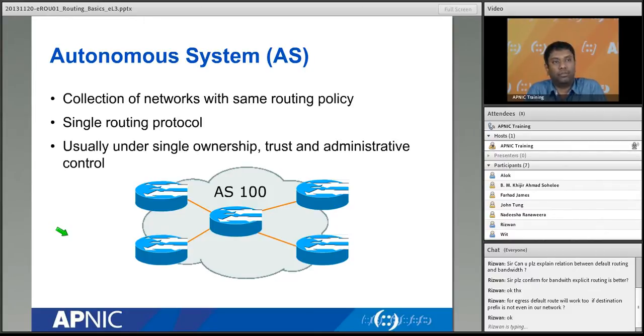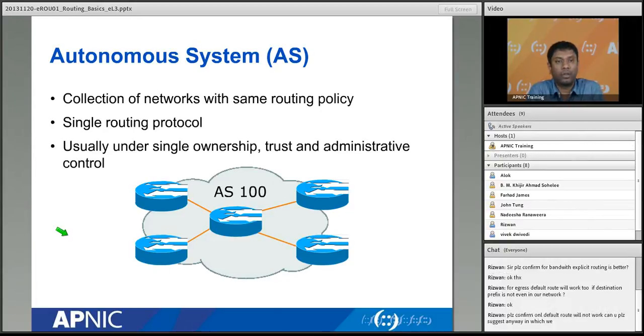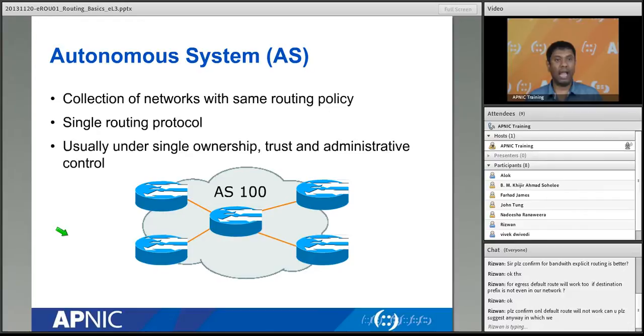Autonomous system, AS. What is an autonomous system? An autonomous system is a collection of networks with the same routing policy under a single administrative control and routing protocol. Okay, so this is how we define an autonomous system. Say in this diagram we have 5 routers. All those 5 routers, they are internally connected. Those routers are administered or managed by a single administrative control, and they share the same routing policy, right? So this is how we define an autonomous system.